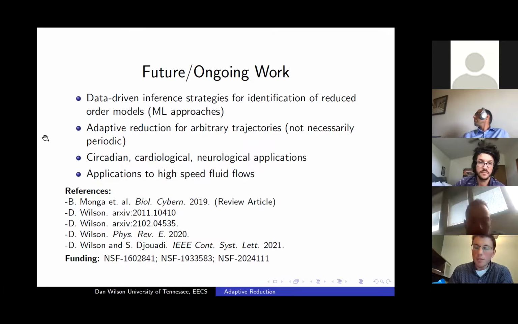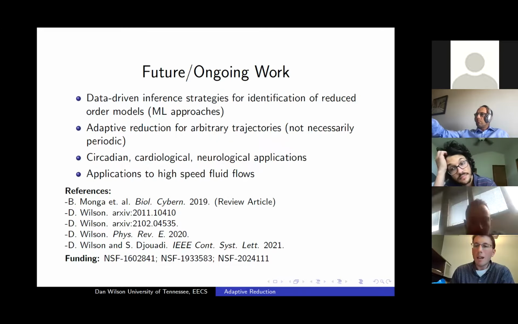Adaptive reduction strategies for arbitrary trajectories. One thing about these results is that it requires a stable periodic orbit, and you can't go through bifurcations. We assumed that there was a certain level of continuity, and if you go through a bifurcation, that continuity goes out the window. So being able to extend this to arbitrary trajectories would be useful if you need to consider situations like a transition through a Hopf bifurcation from an oscillating solution to a stable fixed point and vice versa.